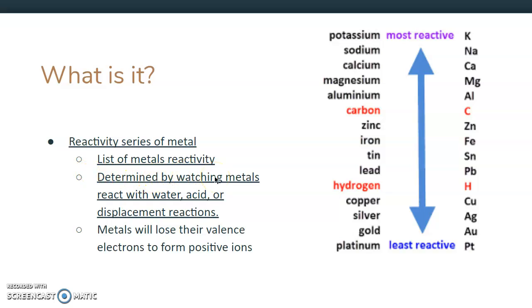It is determined by watching metals react with water, acid, or in displacement reactions. And then it will show that metals will either lose their valence electrons to form positive ions or how they will react. So, for example, this is what a reactivity series of metals looks like. We have at the top the most reactive being potassium, and on this side we have our abbreviations of each element, but we have our potassium, our sodium, calcium all the way down.